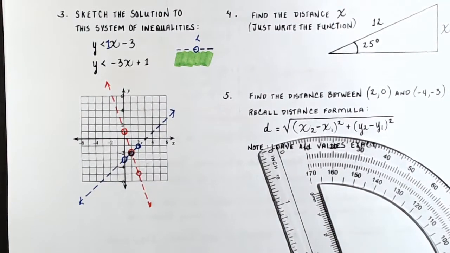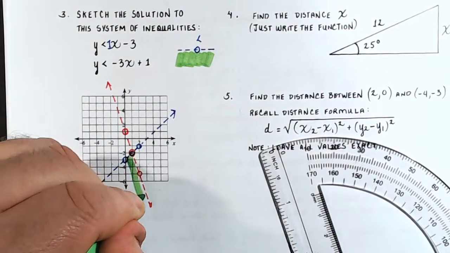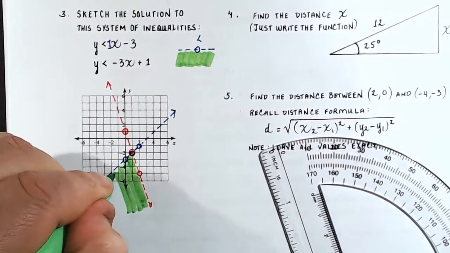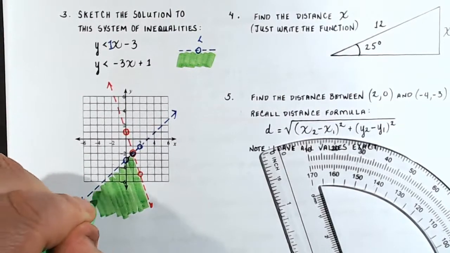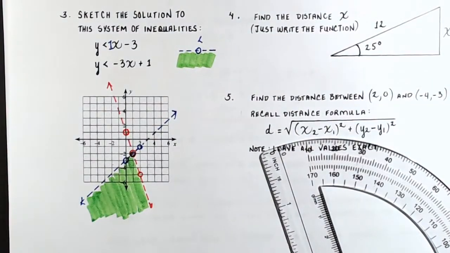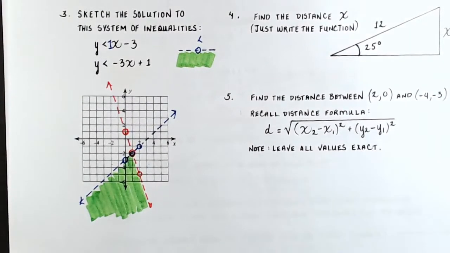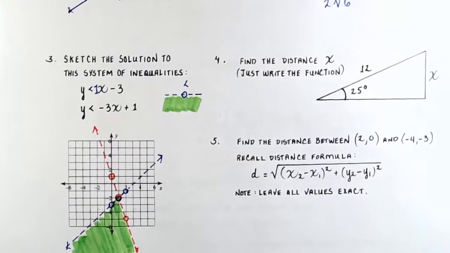So I'll take a green color, could take any color, but I'll take a green color, and I'm going to shade in this region down in here. Okay, just like that. So now I've shaded that region down in there. And that's all you do for that problem.